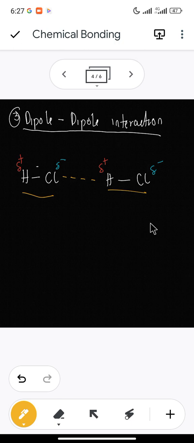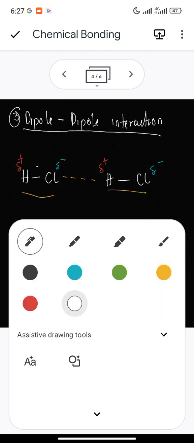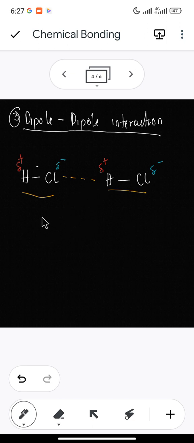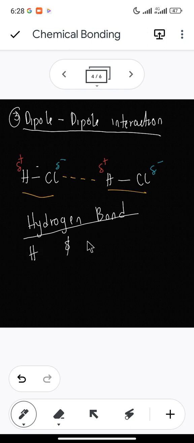So an example of this dipole-dipole interaction, or a subcategory of this dipole-dipole interaction, is the hydrogen bond. The hydrogen bonding, or hydrogen forces of attraction. Now the hydrogen bond is a very weak dipole-dipole interaction. It exists between hydrogen and either fluorine, oxygen, or nitrogen. So we'll take an example.